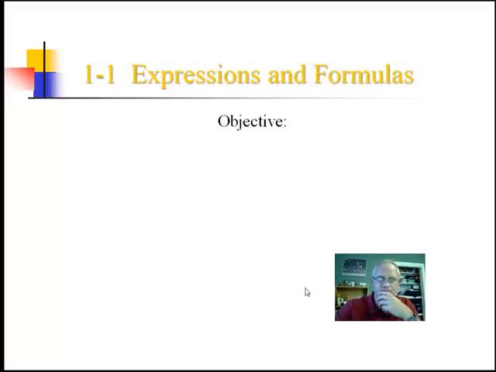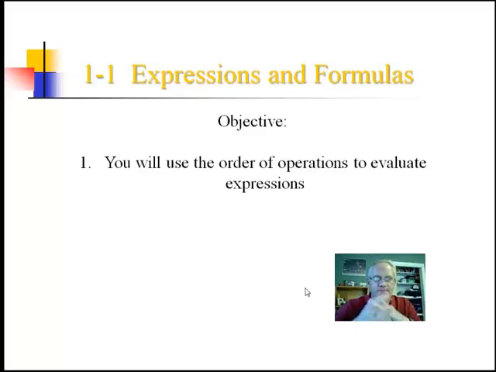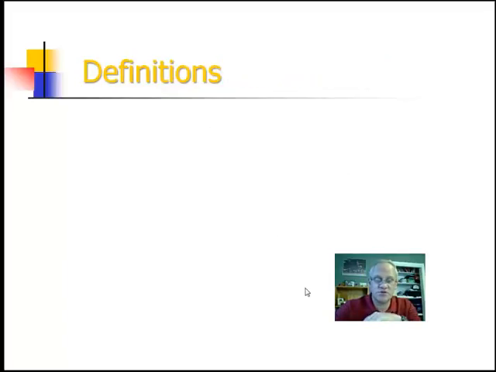First of all, what's our objective today? Our objective, number one, is to use the order of operations to evaluate expressions, and number two, to use formulas. So that's what we're going to try to do today.